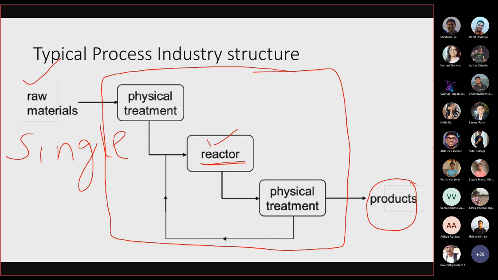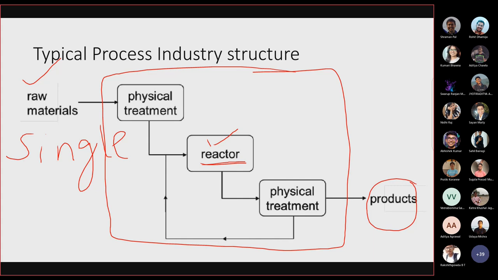That way, the chemical process industry takes the naturally available resources, does the physical treatment, then sends them to the reactor, and again goes to the physical treatment process to convert them into the final product. So the reactor is the heart of a chemical process industry, because that is where you convert raw materials to products. Transformation of one component to another component happens in the reactor. Reaction engineering is taught only to chemical engineering students. Only chemical process engineers know very well about the reactors.